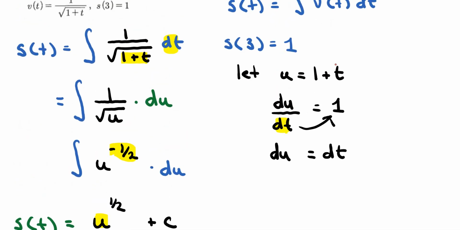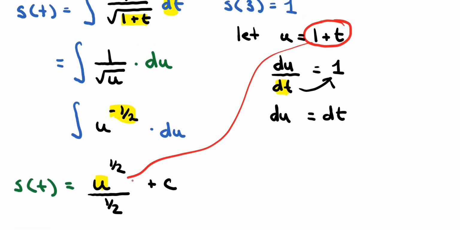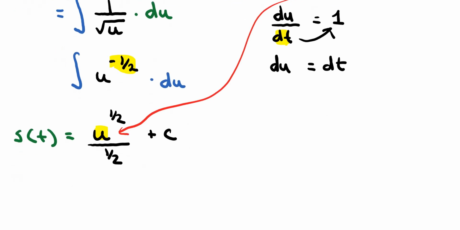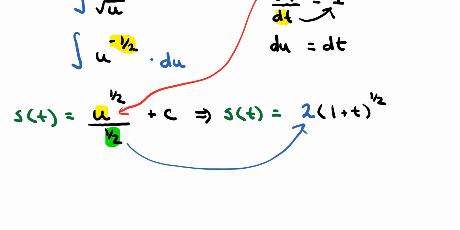Well, u at the beginning was 1 plus t, right? So let's go back and substitute 1 plus t there. If I just keep on going here, put a little arrow here. So my new position function, s of t, is going to equal, and I'll put this in brackets here, 1 plus t to the power of 1/2. And then you have this 1/2 in the denominator there. If I just simplify that, that means I have a 2 as a leading coefficient there, and then I'll have the plus c here. Okay, so we're almost done finding the position function.